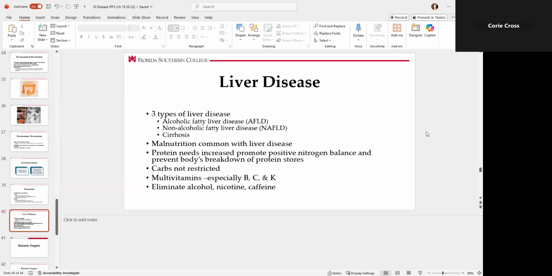Liver disease. So the liver is an active organ highly involved in the metabolism of all nutrients. After absorption, almost all nutrients are transported to the liver for processing before being distributed out to the tissues. It is responsible for synthesizing plasma proteins, blood clotting factors, and non-essential amino acids, as well as forming urea from the nitrogenous waste of protein.